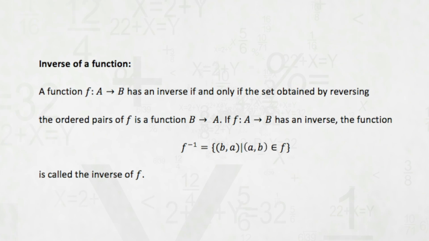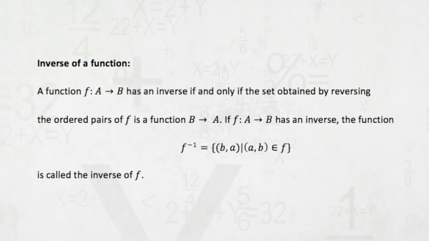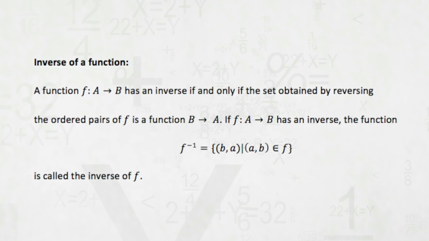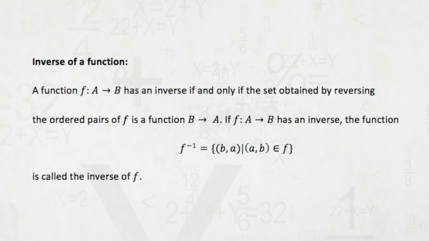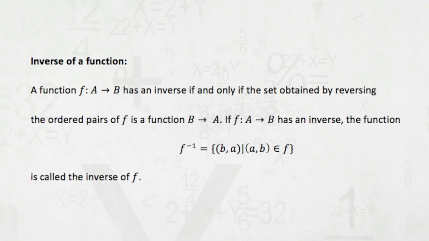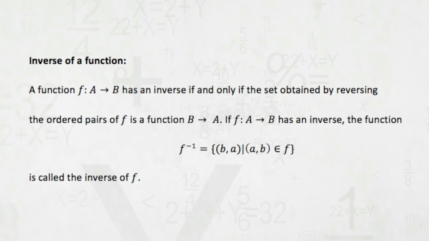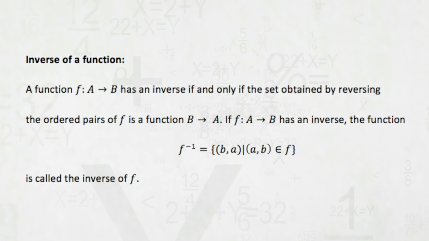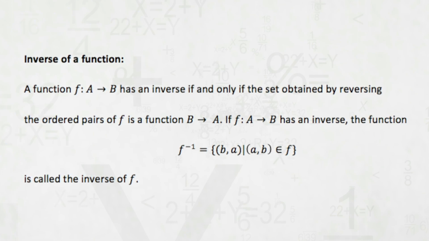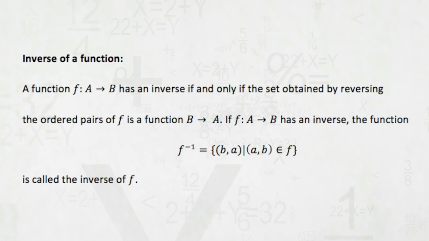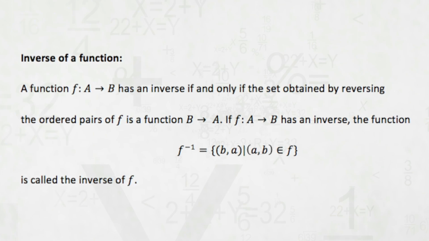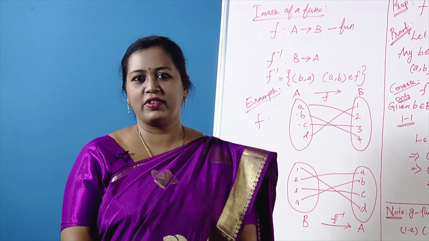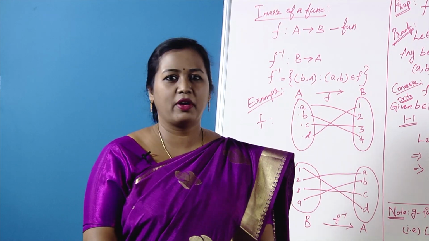A function f from A to B has an inverse if and only if the set obtained by reversing the ordered pairs of f is a function B to A. If f from A to B has an inverse, the function f inverse is the collection of all elements (b, a) such that the ordered pair (a, b) belongs to f, and this is called the inverse of f. We shall now try to understand the inverse of a function better with the help of some examples.